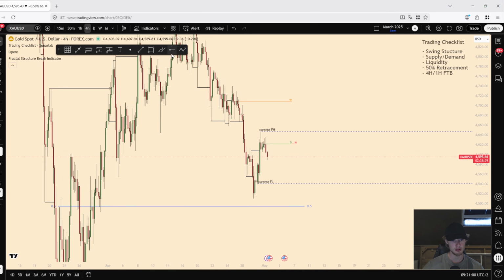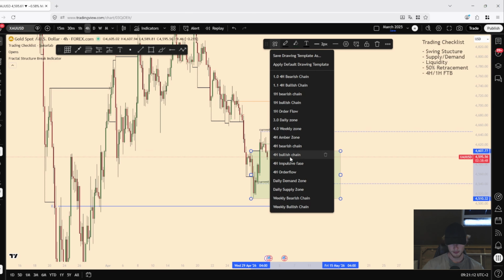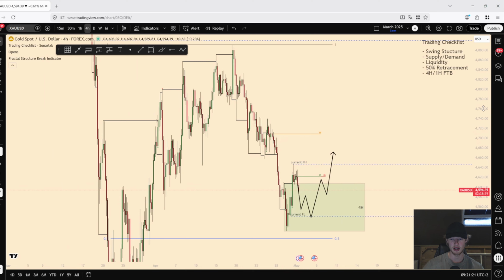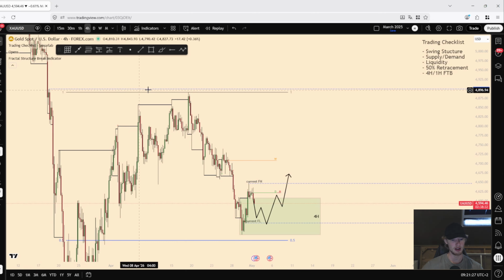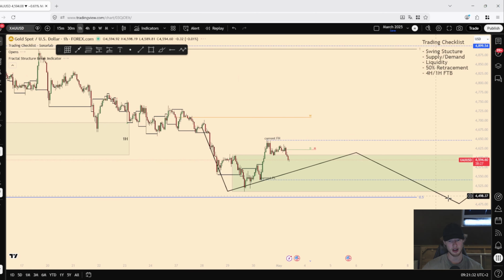Then last but not least, we have gold, and gold started to break 4-hour structure to the upside. We are now coming back into the demand zone that's created over here. So we can mark this out as a demand zone, 4-hour demand. Let's see, bullish chain. And now we would want to see some confirmation inside this zone that we can trade up higher. As I've stated, we have a lot of liquidity still to be grabbed above these highs, and still the liquidity above the high over here. So there are some targets situated a little bit higher.